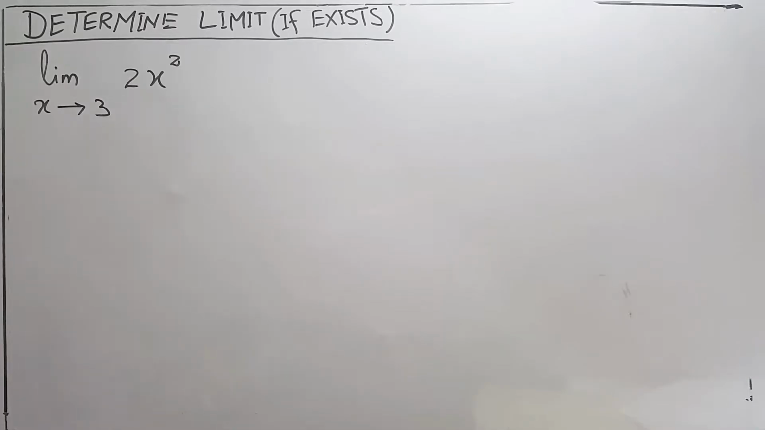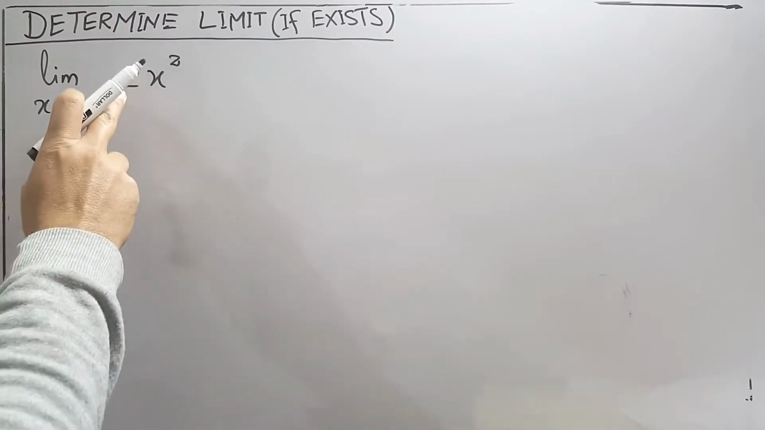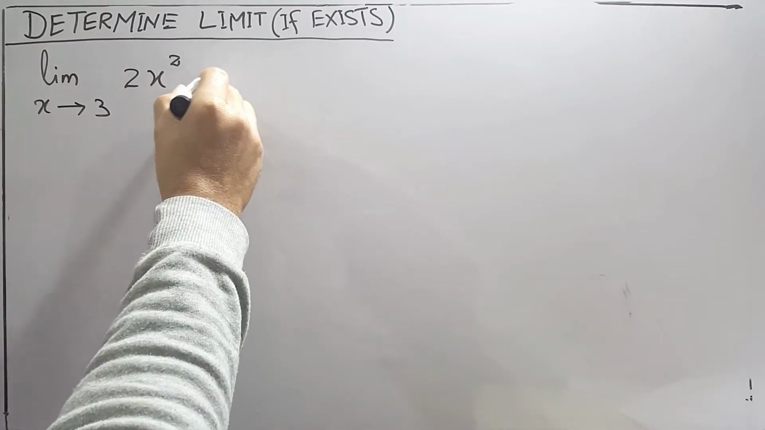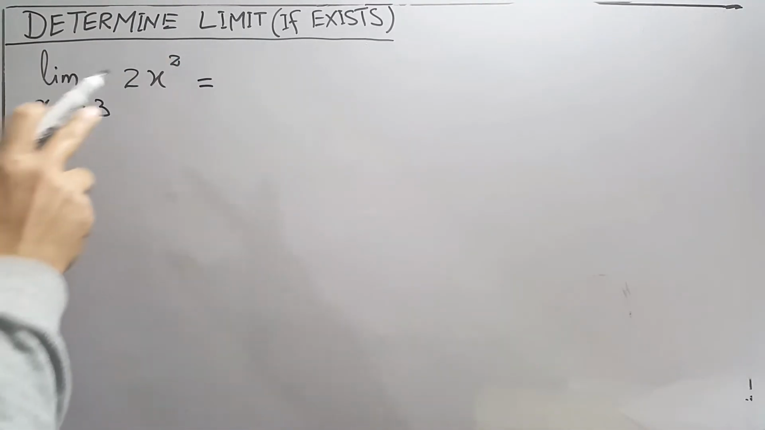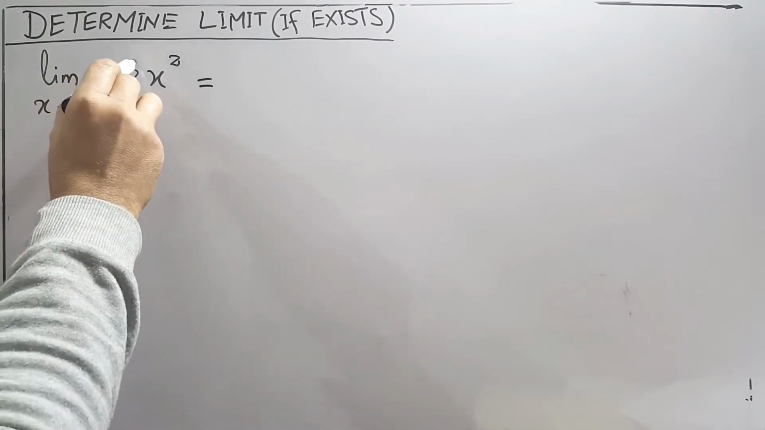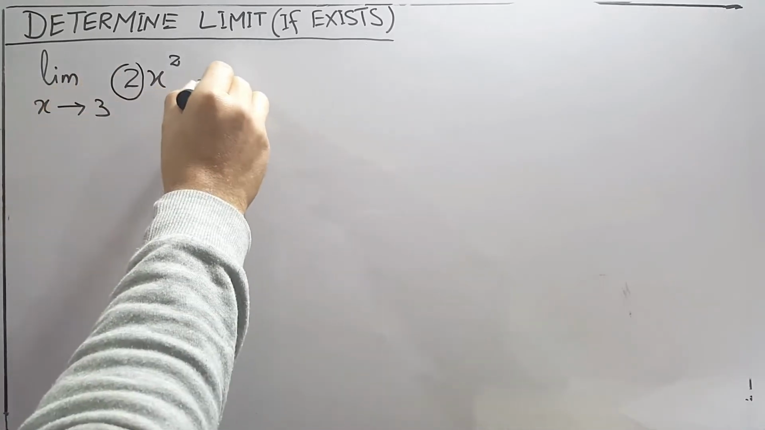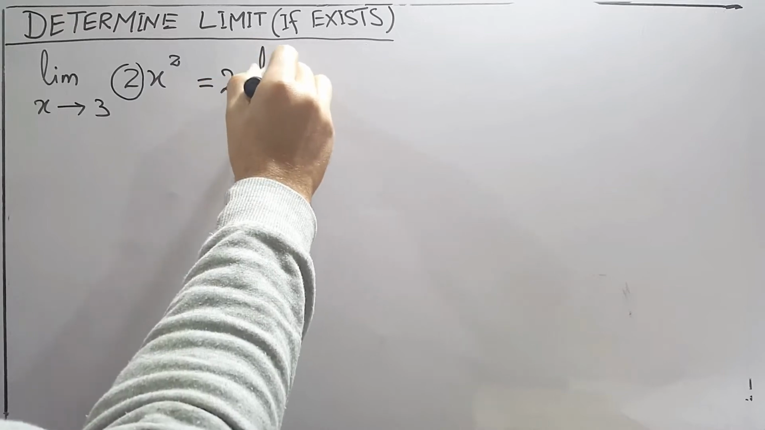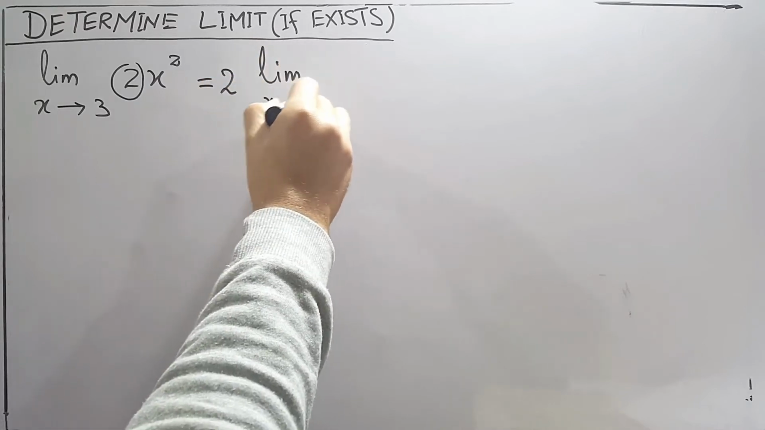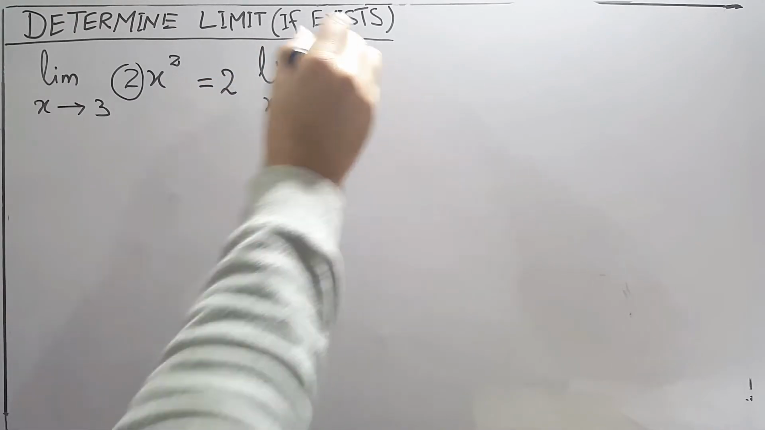Okay, so in this video we will determine the limit, if the limit exists. The question given is the limit as x approaches 3 of 2x squared. The property of limits is that the limit does not apply on the constant. Here, 2 is a constant. We can take this out and write down the limit now.